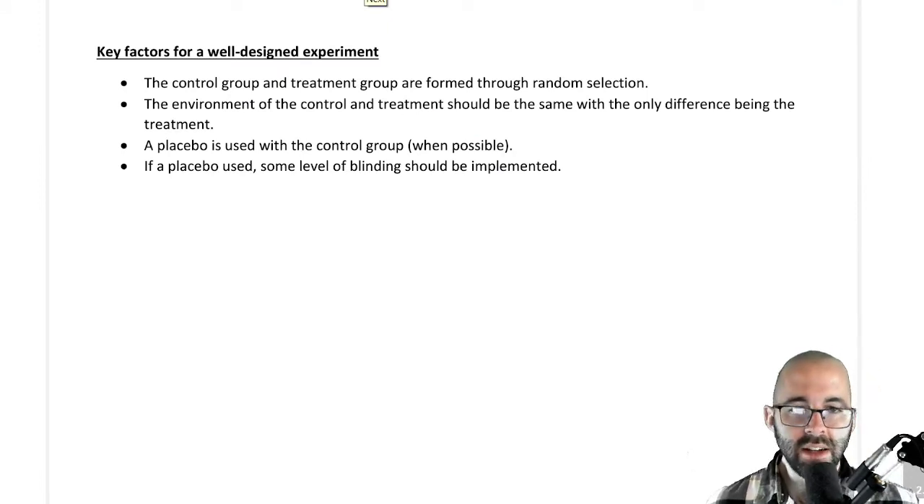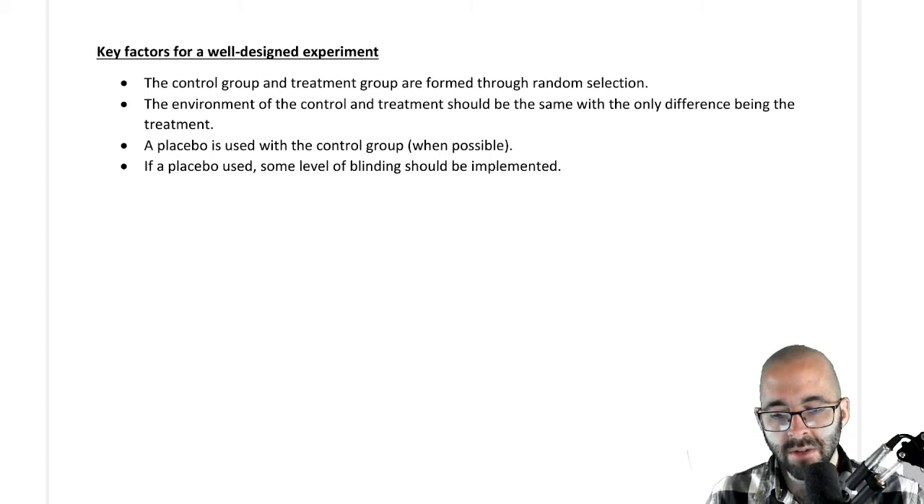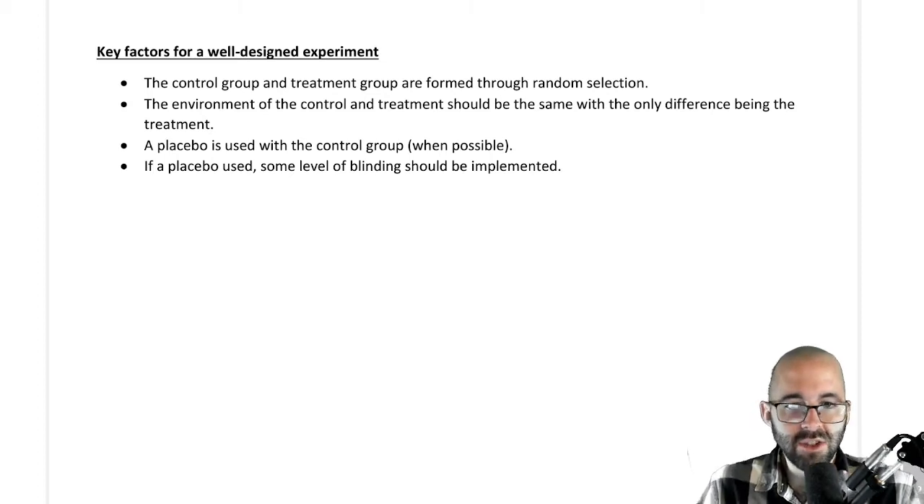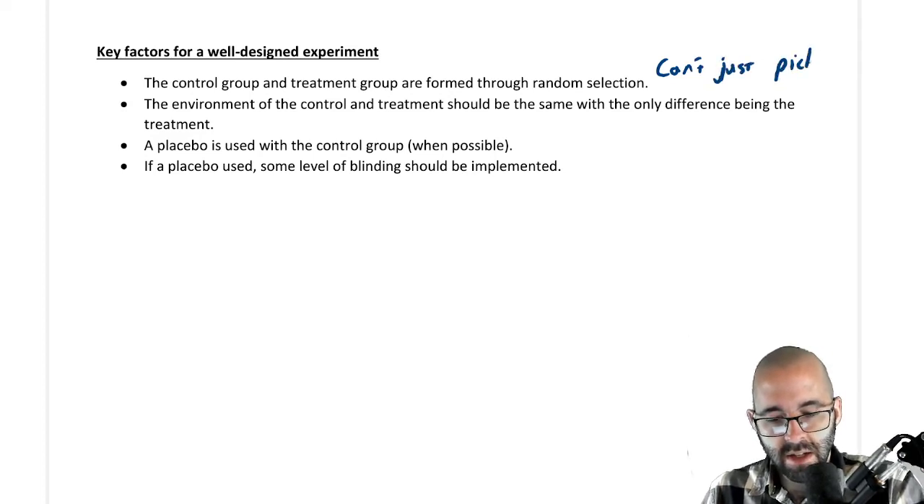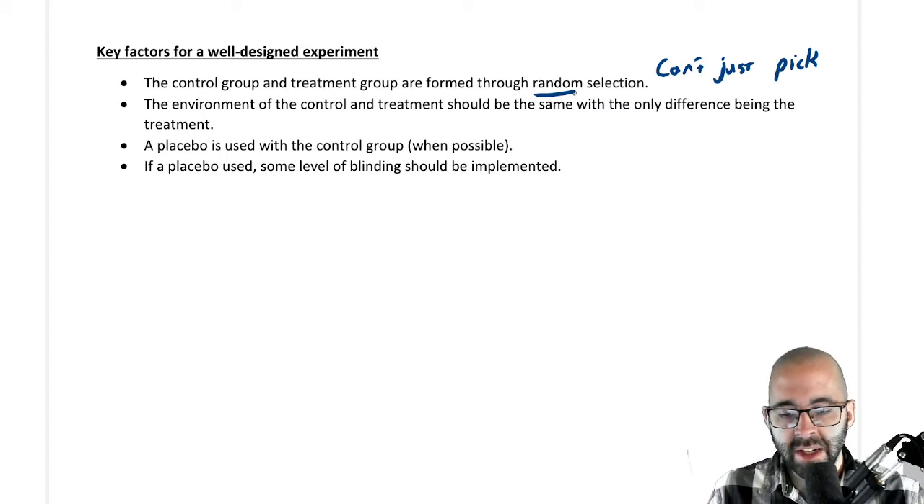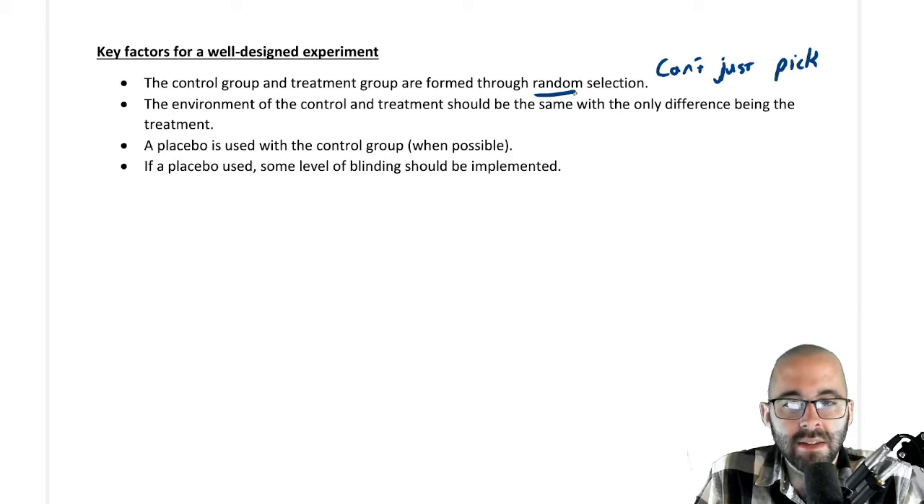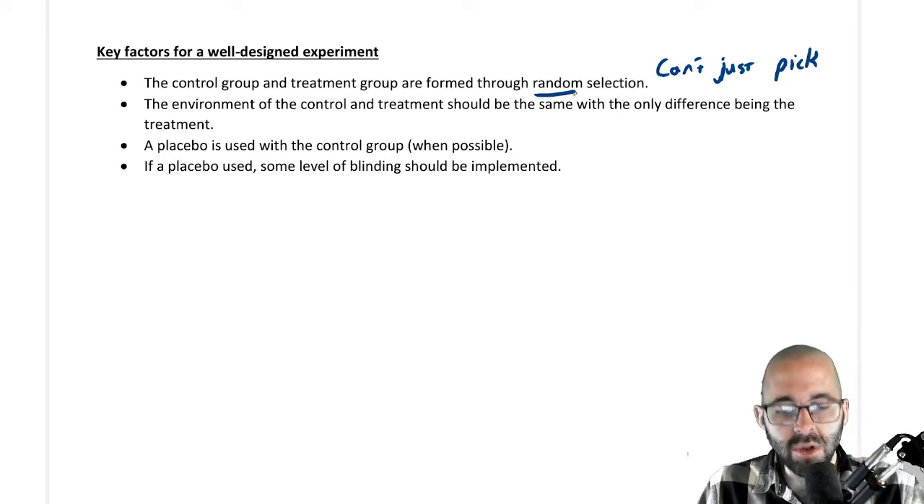If we want a well-designed experiment, here are the things we have to think about, okay? So the control group and the treatment group are formed through random selection, right? We can't just pick according to whatever. It has to be random. All right. The environment of the control and treatment needs to be as similar as possible, with the only difference being the treatment. That's the point of a control group. Okay. If they're not, then it's not really a control group anymore.